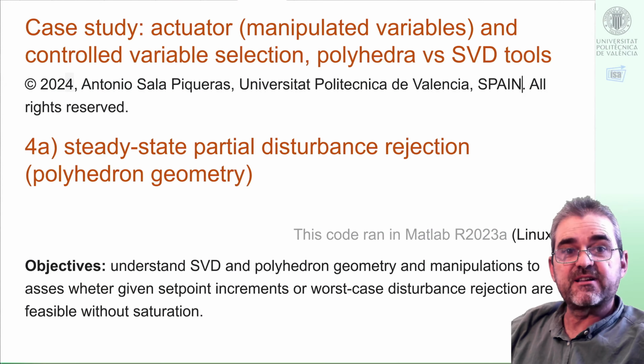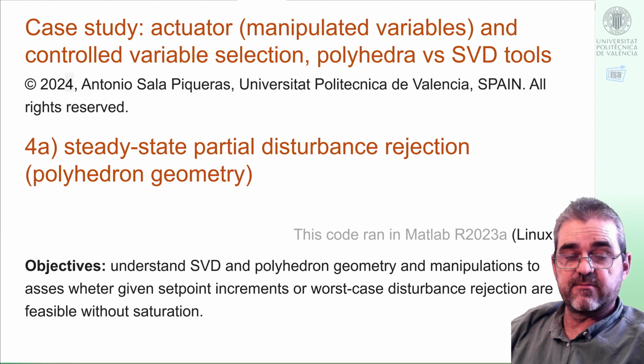Hi, I'm Antonio Sala, and in this video we are going to continue with the case study on controlled and manipulated variable selection in a process subject to disturbances. In previous videos, we discussed sizing for setpoint tracking and for total disturbance rejection, and here we'll discuss partial disturbance rejection in steady state using polyhedron geometry.